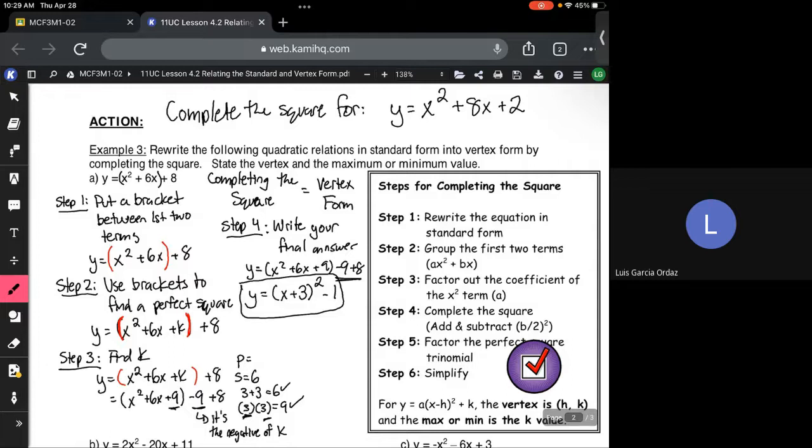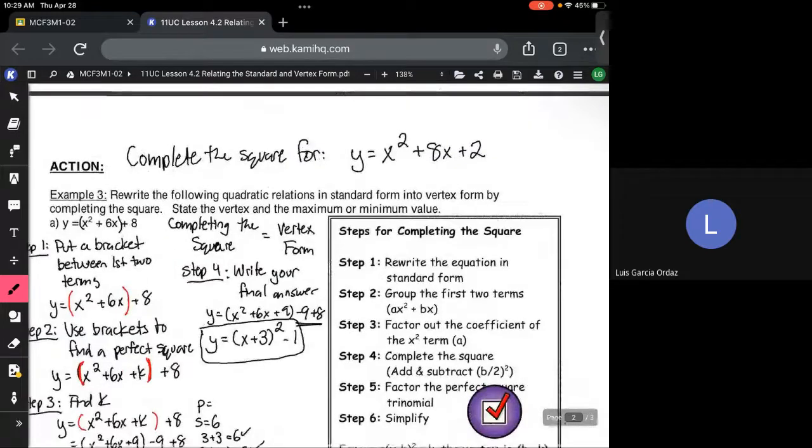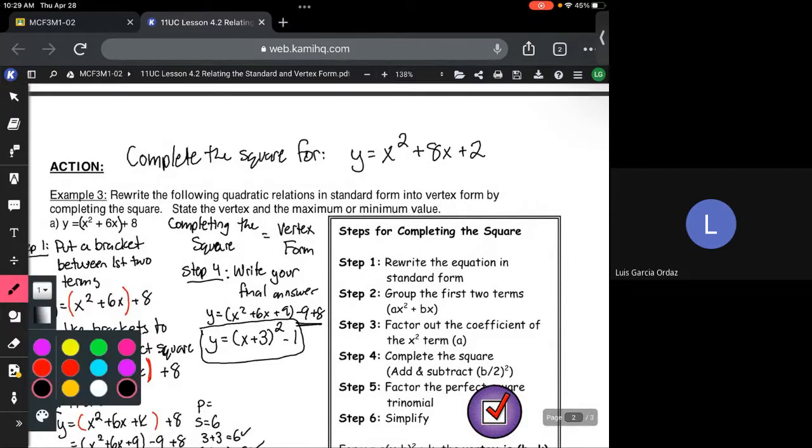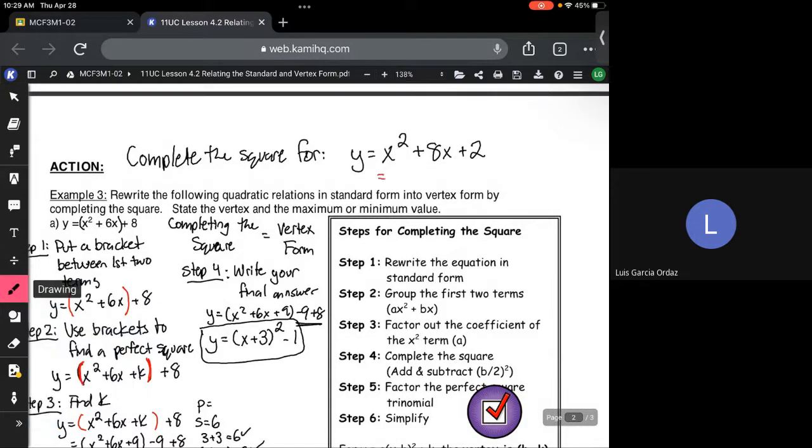Okay, what's the answer? I just want the answer. Jade? y equals (x plus 4) to the power of 2 minus 14.